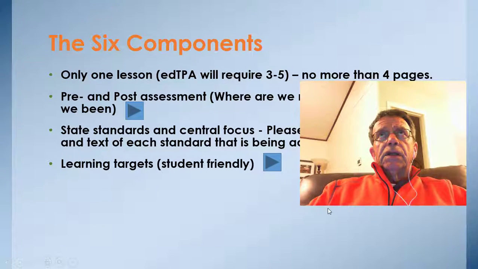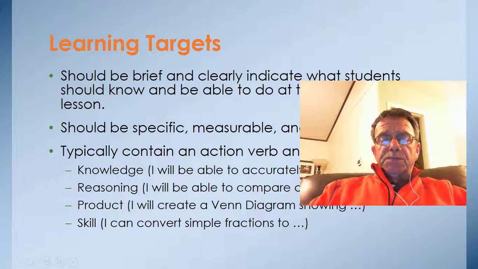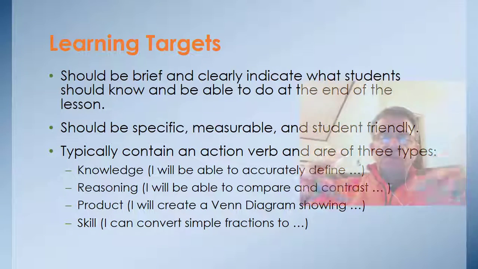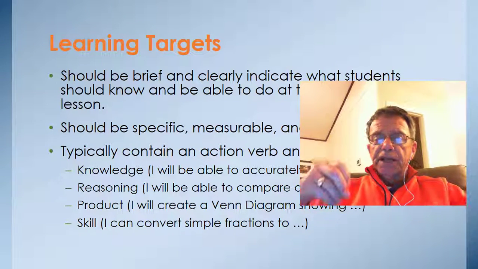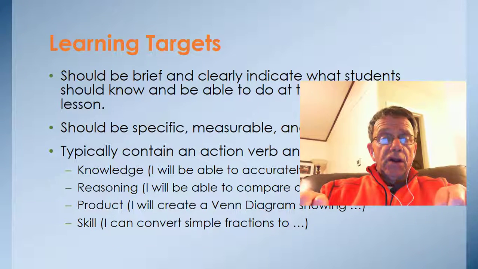Learning targets. I want to see student-friendly learning targets, and I'm going to talk about how they should be specific, measurable, and student-friendly. Now, student-friendly means you either put a we in front of it, we will be able to, I will be able to. So those are student-friendly because you are going to create activities where students reflect on those learning targets, where they discuss them, where they repeat them back to you, so they know exactly where they're going. And that's a big part of the assessment process.